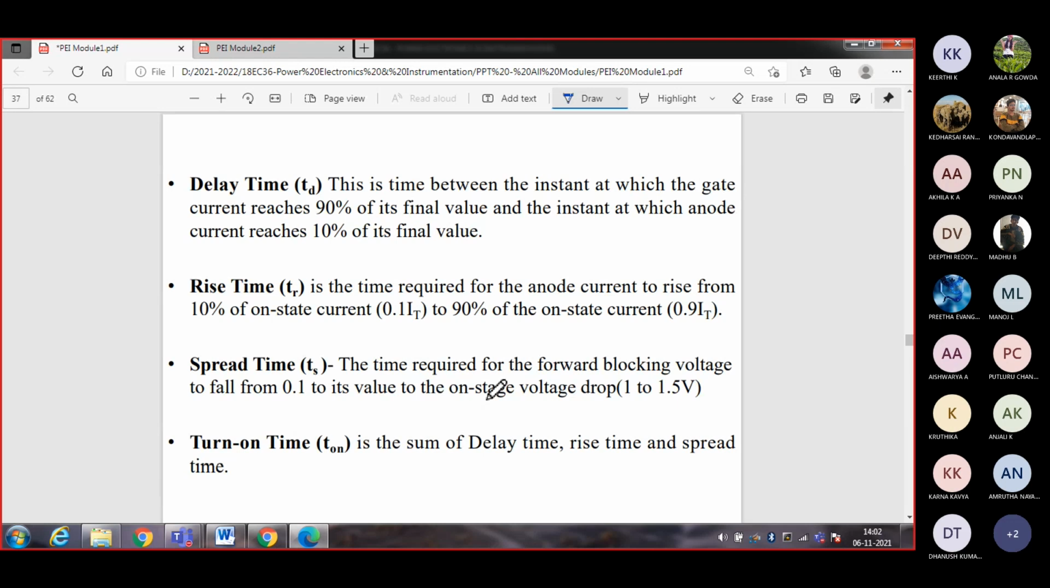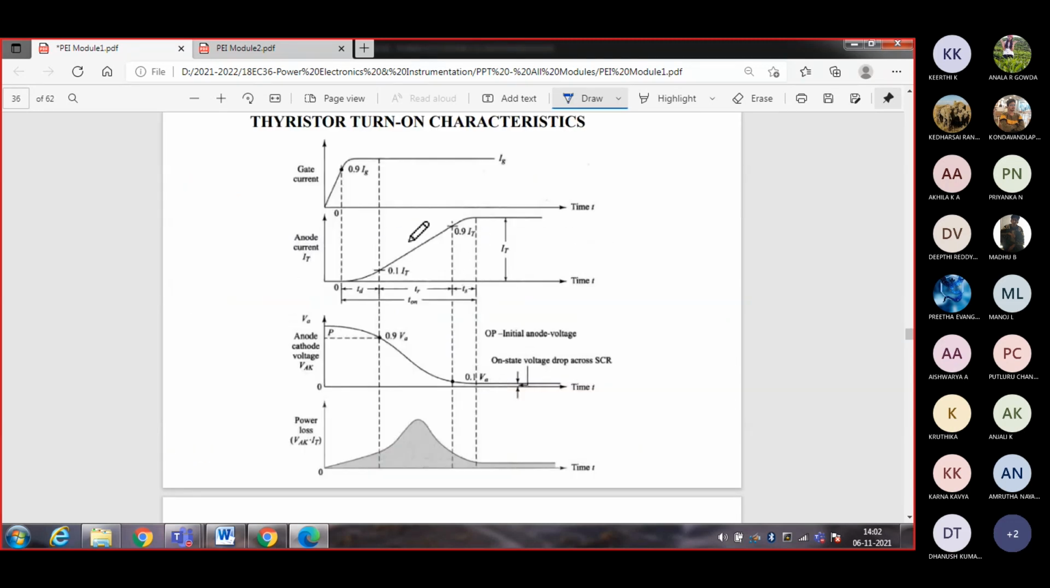Here it's been explained what you mean by delay time. This is the time between the instant at which the gate current reaches 90% of its final value and the instant at which the anode current reaches 10%. Gate current reaches 90%, anode current reaches 10%. See the diagram once again. See, gate current reaches 90%.